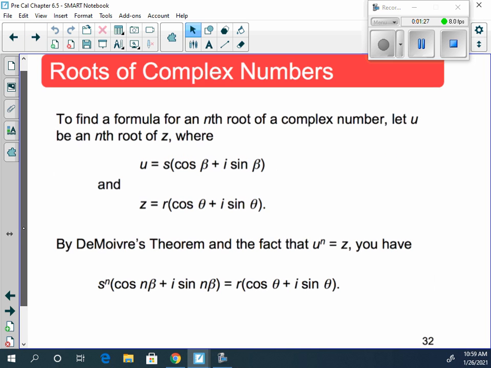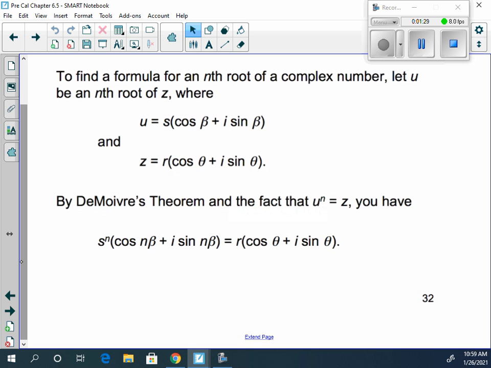Now, to find a formula for the nth root of a complex number, let u be the nth root of z, where u is equal to s times (cosine beta plus i sine beta), and z is equal to r times (cosine theta plus i sine theta). And this here, we're just working through to get to the formula. By De Moivre's theorem and the fact that u to the n is equal to z, you have that s to the n times (cosine of n beta plus i sine of n beta) is equal to r times (cosine theta plus i sine theta).